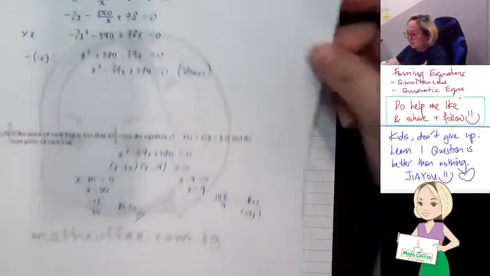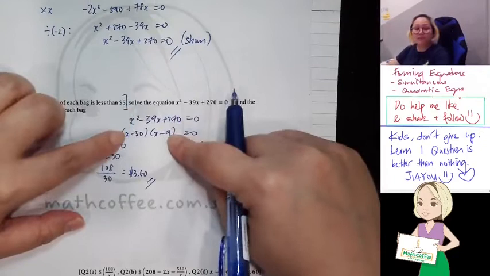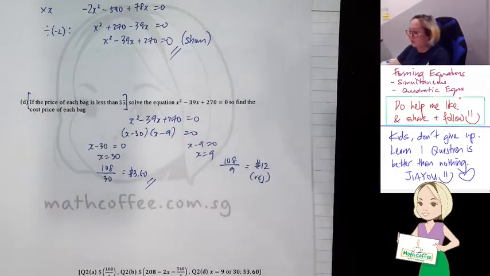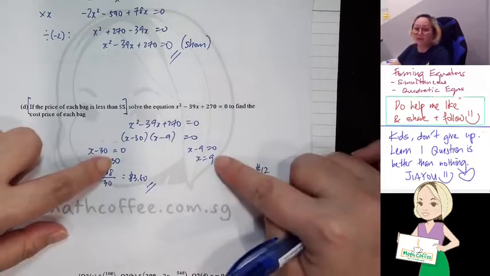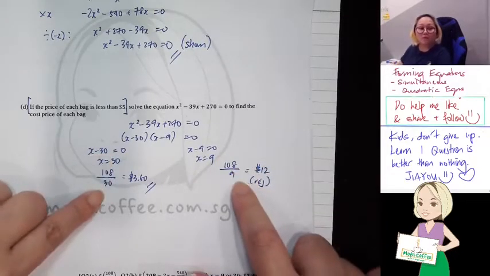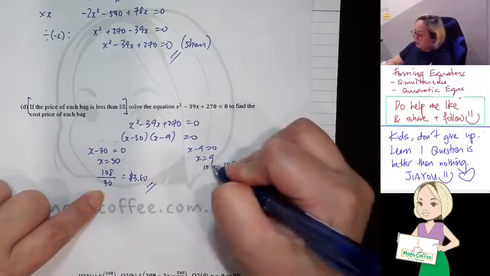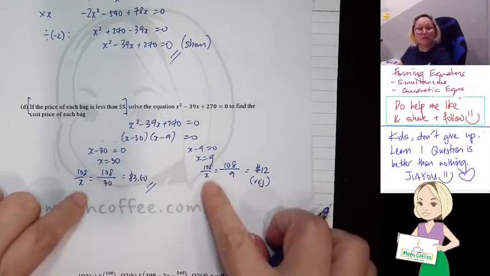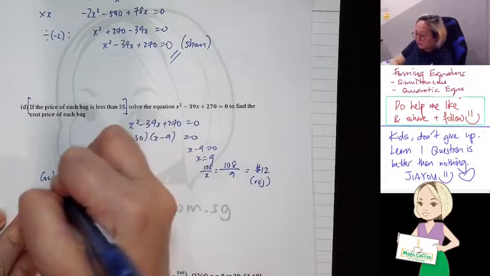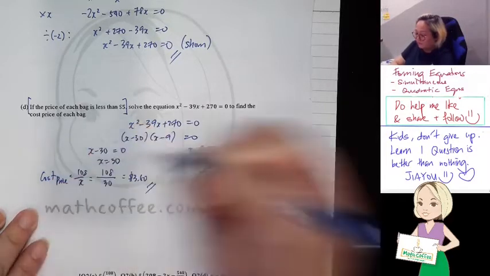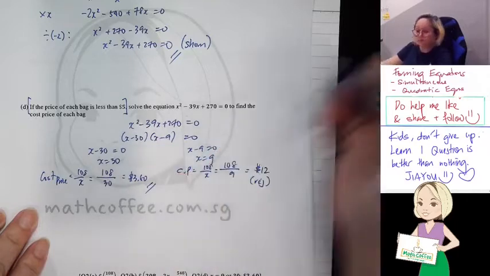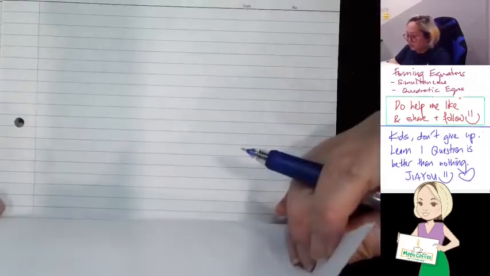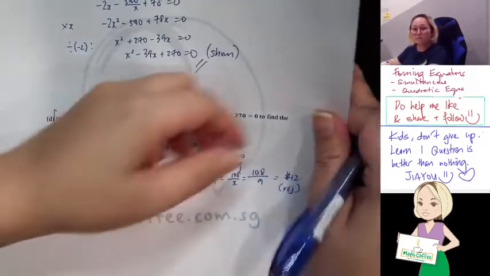Is the last step factorization? Yes, factorization using the cross method. If you want to use the quadratic formula, you can also go ahead. You will still get the same answer, x equals to 30 and x equals to 9. So you still work them out on both sides. 108 over x. It's just using two different x to find what the cost price is, because this is the cost price. So we are done with this part.